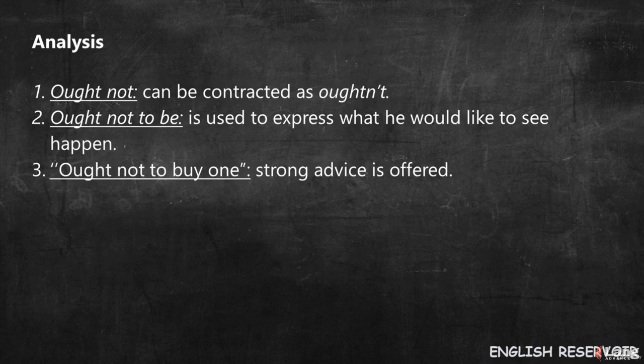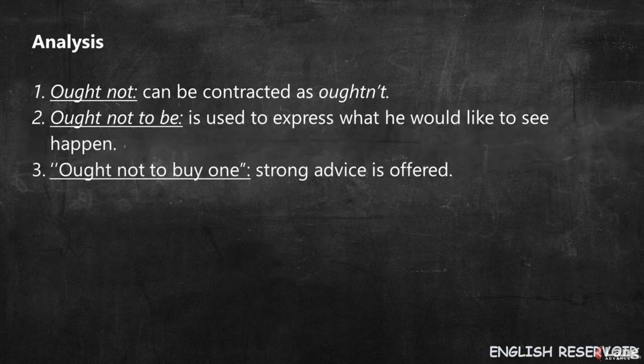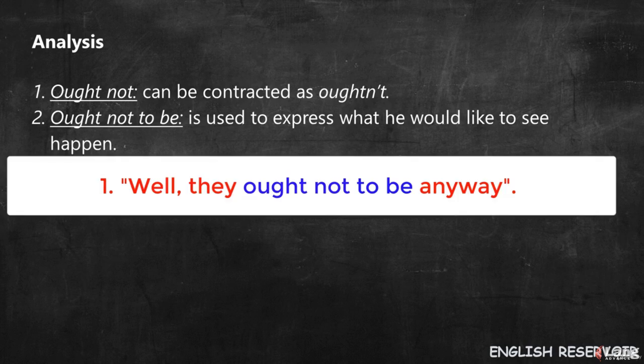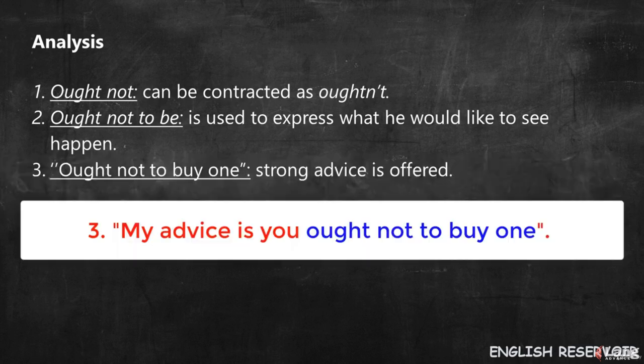Analysis. 1. Ought not can be contracted as oughtn't. 2. Ought not to be is used to express what he would like to see happen. 3. Ought not to buy one. Strong advice is offered here.